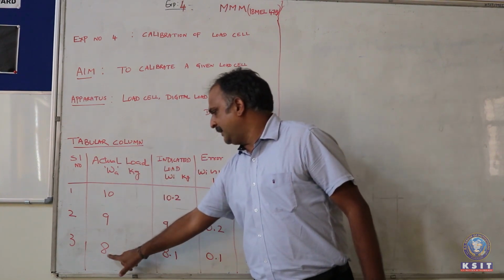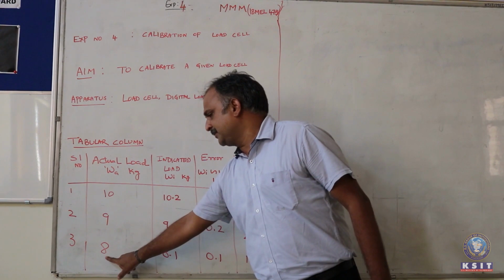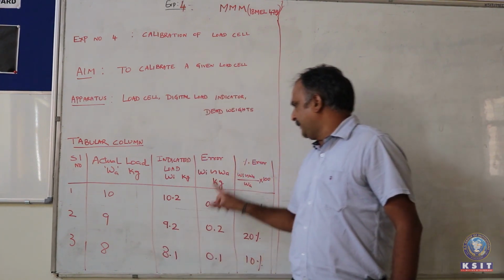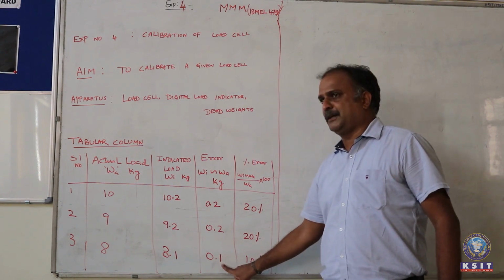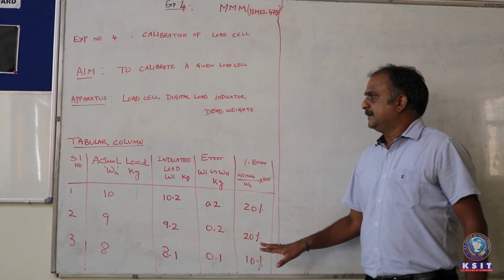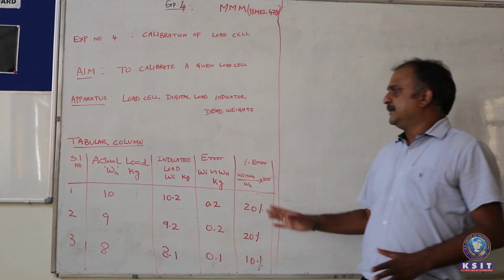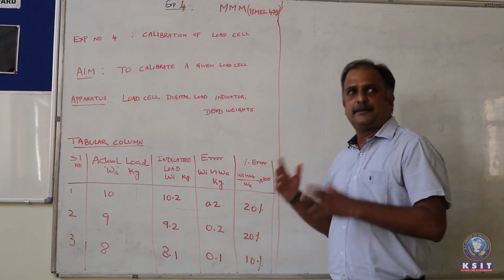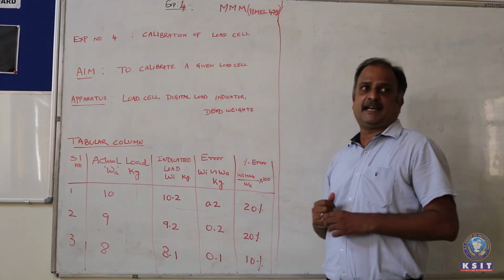Now finally, the actual load I have taken to be 8 kgs. The indicated load from the load cell is 8.1 and the error was 0.1 kg. So percentage error is 10%. Now the conclusion of the experiment is that since there is some error in the load cell, it has to be calibrated with the other standard.